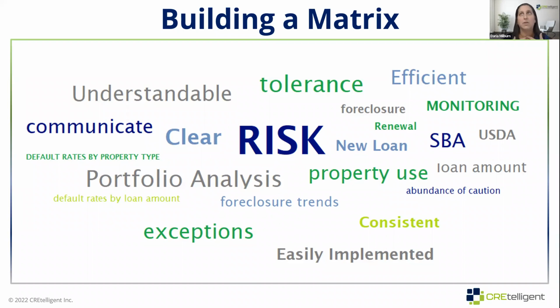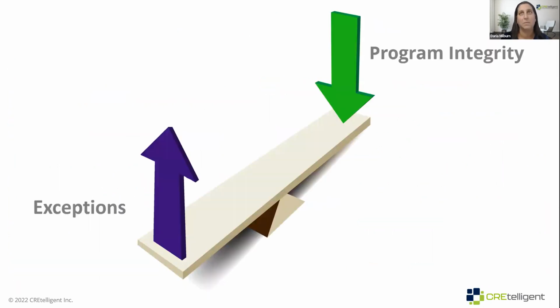Is your matrix easily implemented? Are you going to have too many questions? These are the sticking points. If you find that you have a lot of questions or that you're constantly issuing exceptions or waivers to your policy, then it might be time to revisit your matrix, because the more exceptions you do, the more you decrease the integrity of your program. And if you're compromising your program's integrity, it's going to be really difficult to maintain.